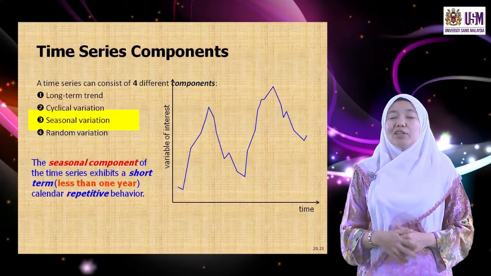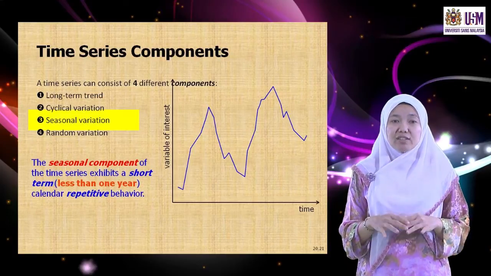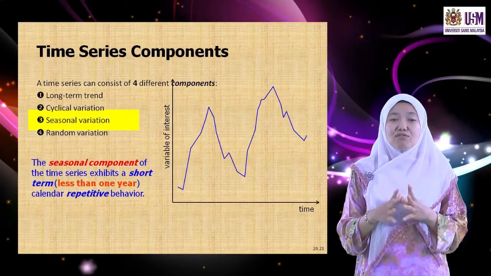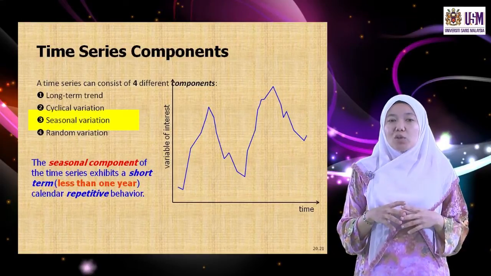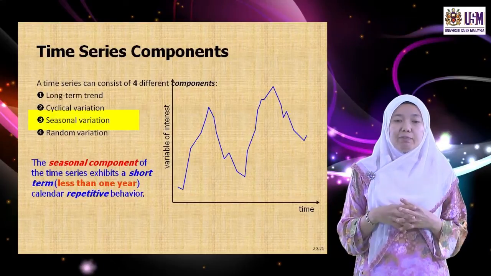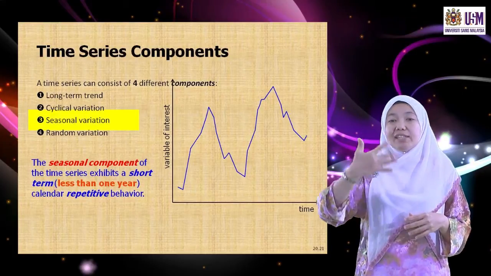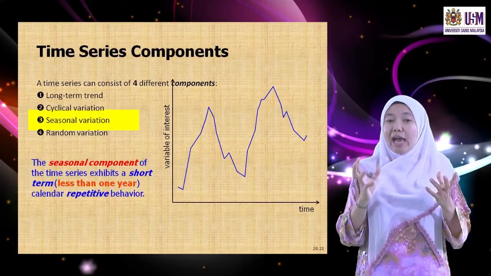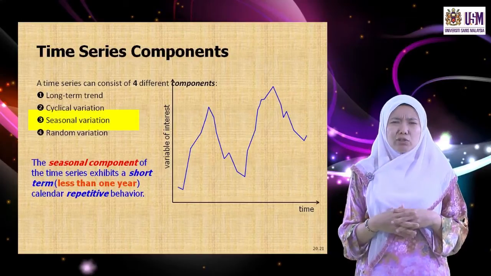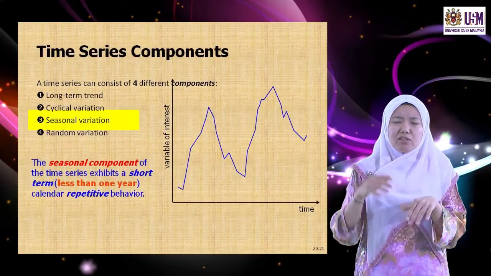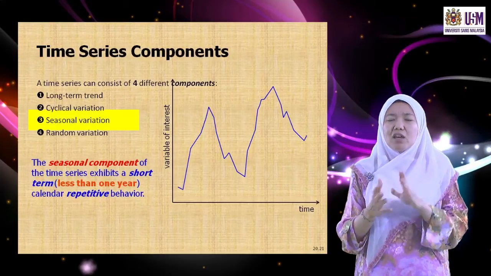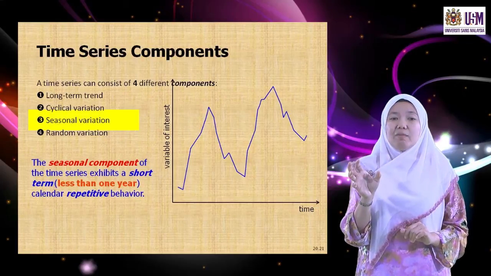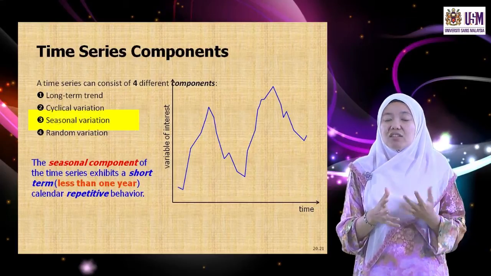Now we are going to look at the third component of a time series. The third component is what we call the seasonal component or the seasonal variation. This seasonal component of a time series exhibits a short-term movement up and down of your variable, but it happens within a year. If you look at the graph, you still see the peak and then going down, then the bottom, then expanding to the peak. So it looks like a cycle, but it must happen within a year. So it's a calendar repetitive behavior.